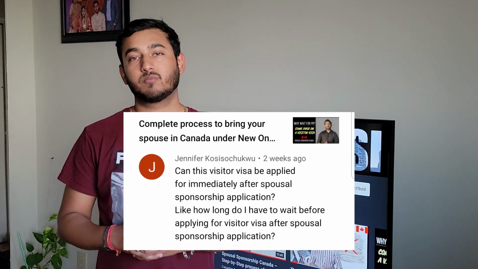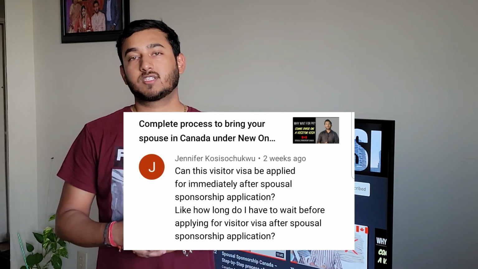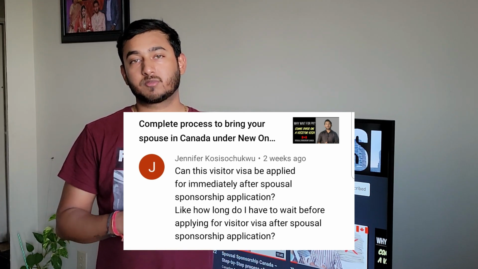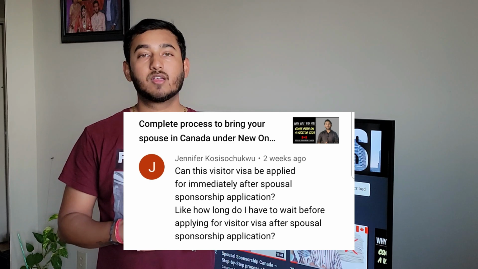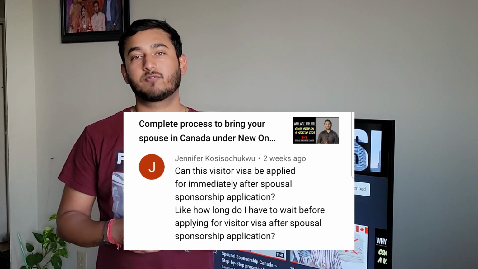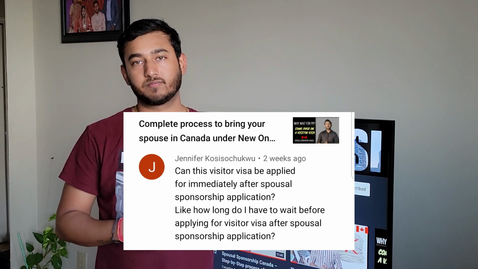Now the next question from Jennifer is, can this visitor visa be applied for immediately after the spousal sponsorship application? Like, how long do I have to wait before applying for a visitor visa after the application? Okay, so there's really no specific time limit as to when you should be applying for a visitor visa after the sponsorship application.